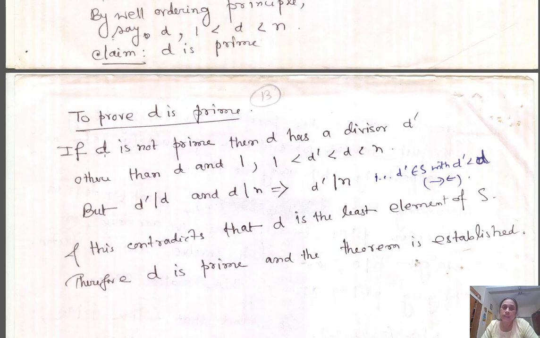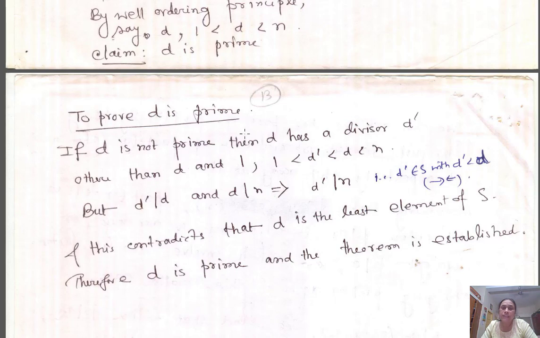Okay, so this is the property of composite numbers. If d is not a prime, then it must have a divisor d' lying between 1 and n, and d' must be less than d, because I am assuming d' is a divisor of d. So d' must be less than d.